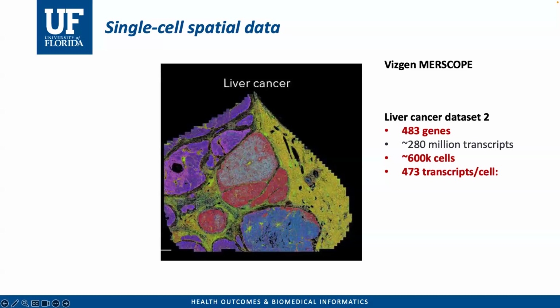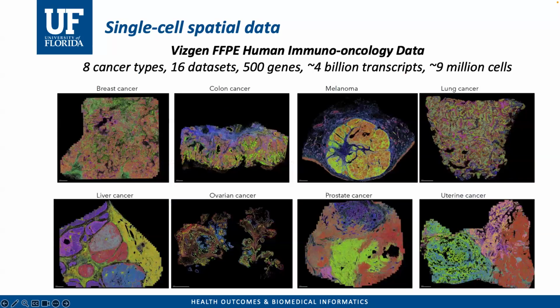And this is another example of data from another major company, Vision Scope. They also have similar technology, but the difference is the number of genes detected. And this is from a liver cancer patient. They showcased their capability to do this single cell spatial data and showcased the power of the technology by releasing all those data from different cancer types.